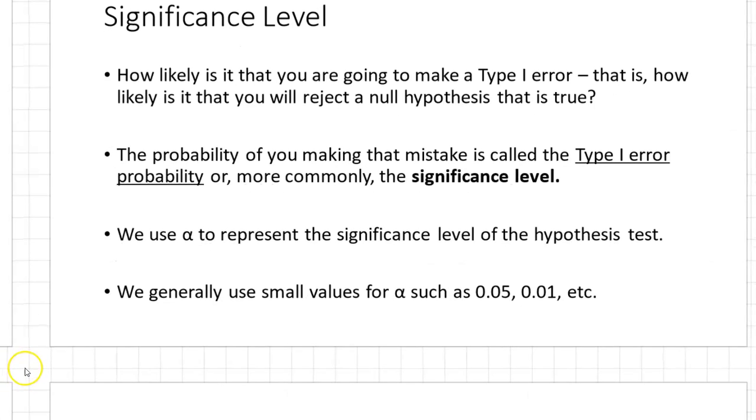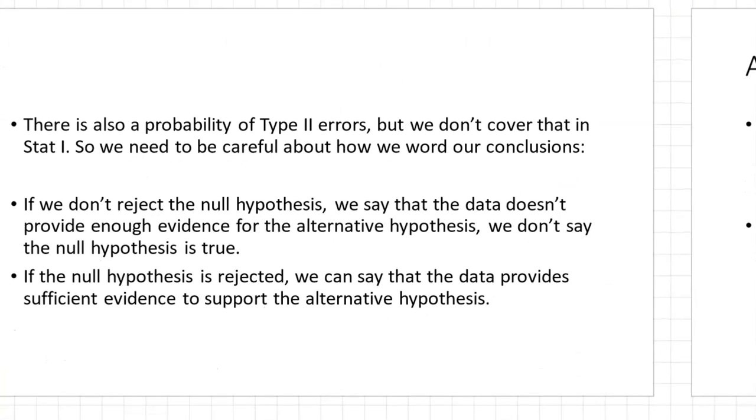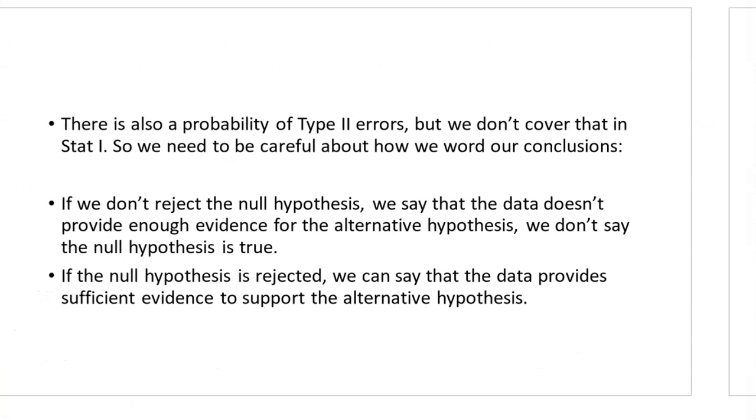It means that the probability that we make a correct decision is big. There's also a probability for type 2 errors, but we really don't cover that in Stat 1. So I'd kind of mention at the beginning of this video that we're going to be a little bit careful about how we word our conclusions.